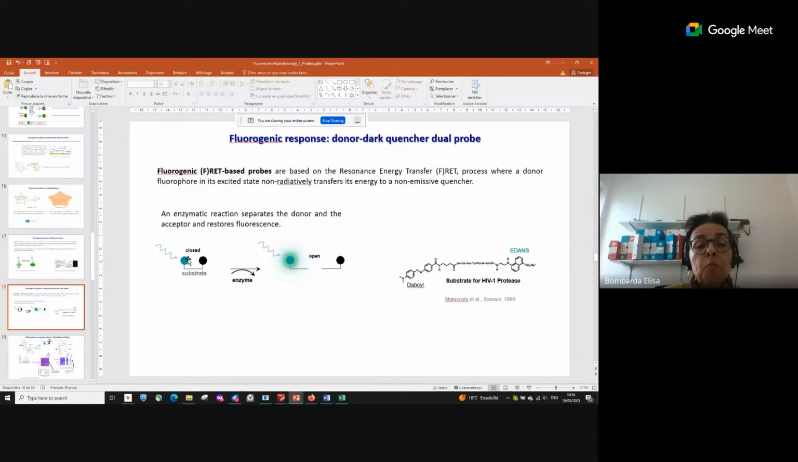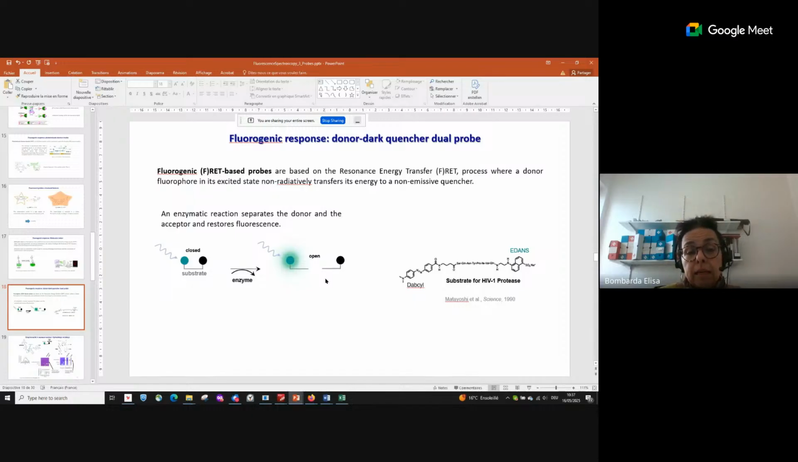When the substrate is intact, the probe is in the closed form, and the quencher is close enough to the donor to quench completely the fluorescence of the donor. So no signal. Then the enzyme comes, does its work, and cleaves the substrate, so the donor and the acceptor are far apart, and the fluorescence of the donor is restored. So far, so good.